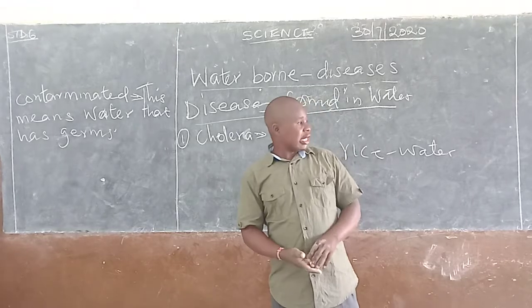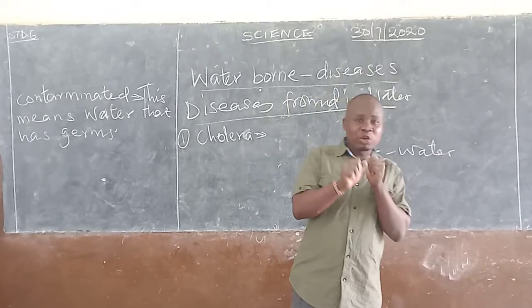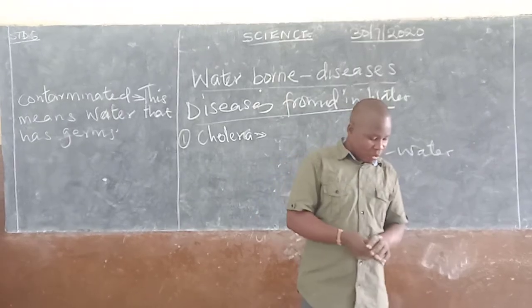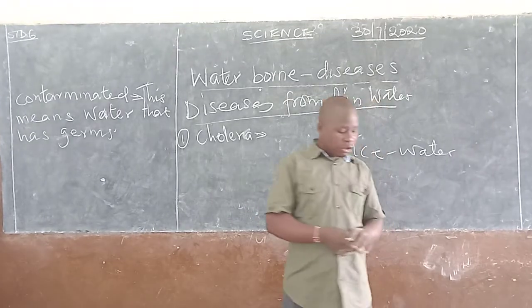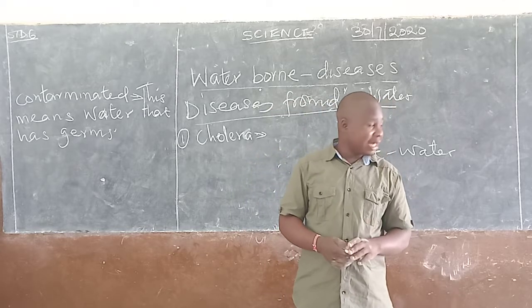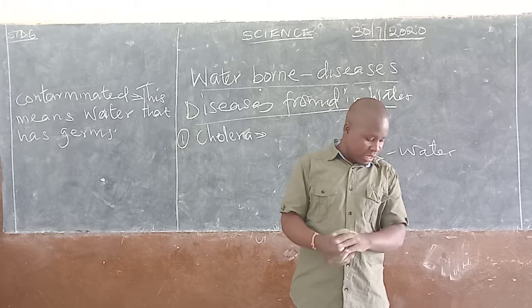Thorough washing of food eaten raw. If you have fruits, you must wash them thoroughly, not just pass water over them. Also, boil or treat water for domestic use to kill germs that might be in it. You must boil that water to kill germs.